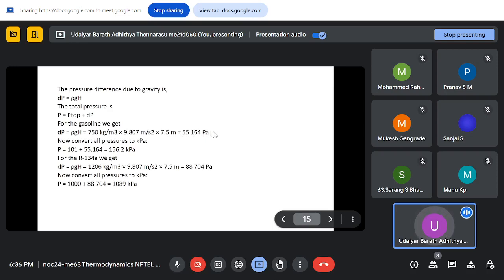It will come out to be 55,164 Pascal. You can divide by 1000 to make it kilopascal, and we know the top pressure is 101 kilopascal. So 101 plus 55.164 will give me 156.2 kilopascal. So this is the pressure exerted at the bottom of the tank if it's filled with gasoline.